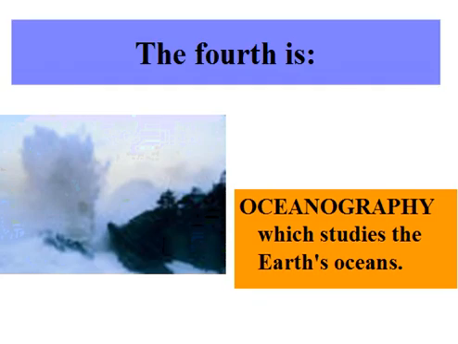And the fourth branch of Earth Science is called oceanography, which is the study of Earth's oceans. Everything from the chemistry of the ocean water to the life in the ocean to the shape of the ocean floor and how waves move across the ocean make up the study called oceanography.